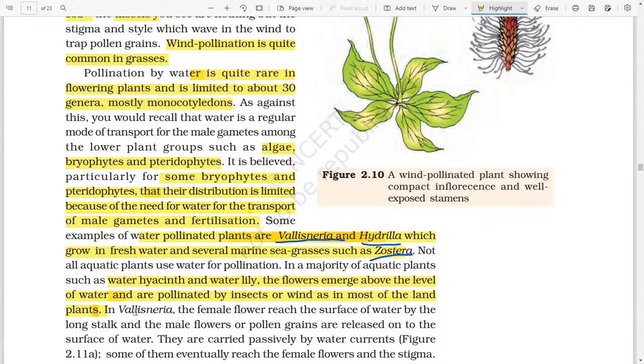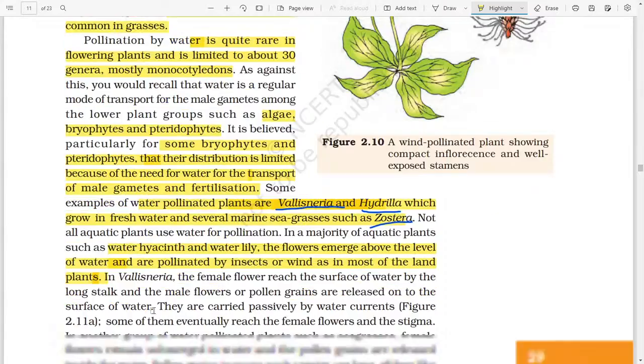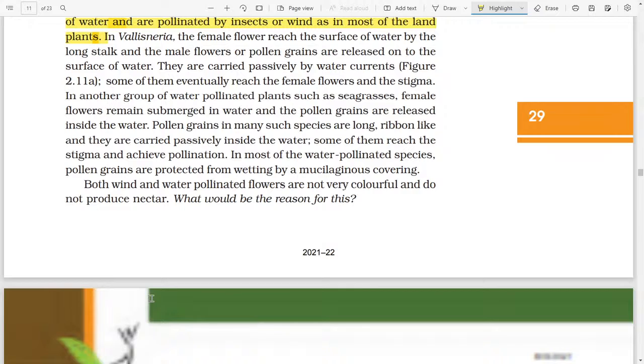In Vallisneria, the female flower reaches the surface of water by a long stalk, and the male flowers or pollen grains are released onto the surface of the water. They are carried passively by water currents. Some of them eventually reach the female flowers and the stigma.